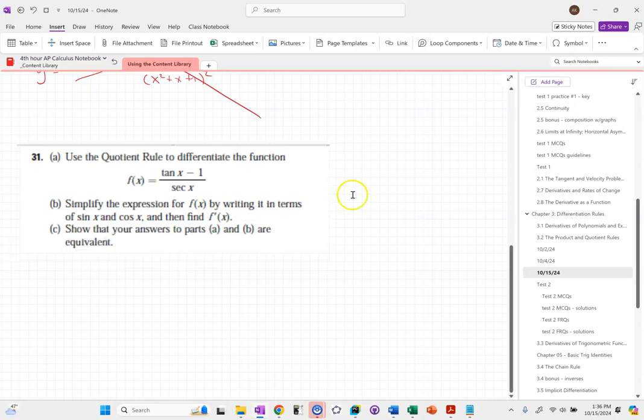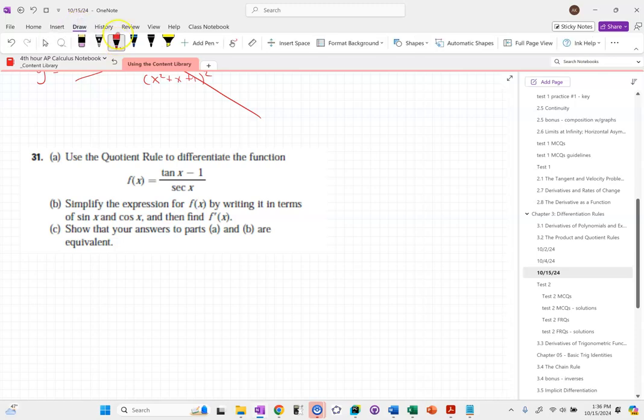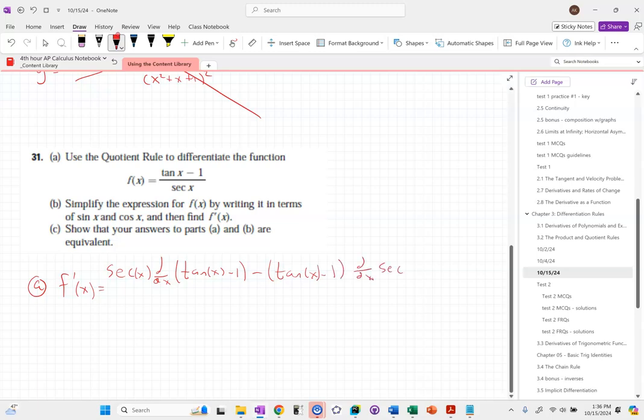Yeah, no problem. So it says use the quotient rule to differentiate the function. Yada, yada, yada. Okay. Well, that's good. We just said what the quotient rule was. So it's the bottom times the derivative of the top minus the top times the derivative of the bottom all over the bottom squared. So far, so good? Okay.